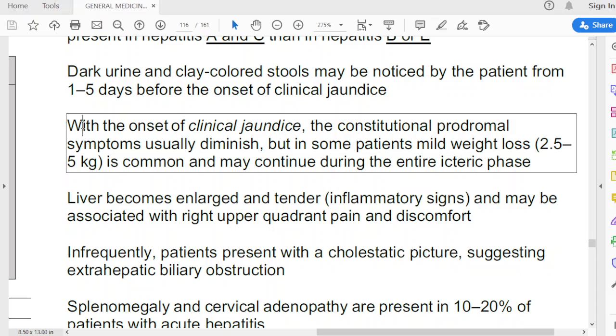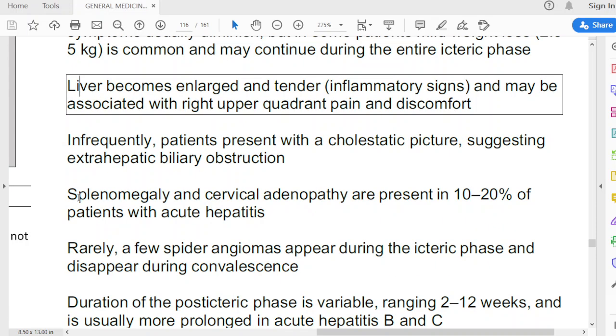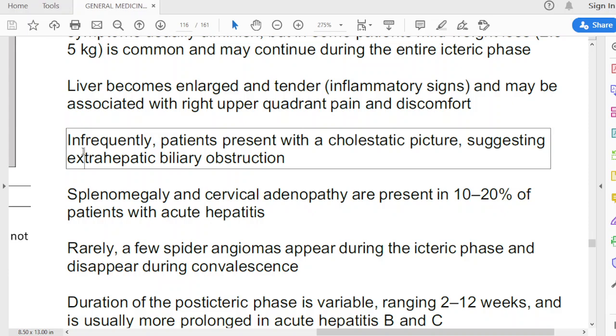With the onset of clinical jaundice, the constitutional prodromal symptoms usually diminish, but in some patients mild weight loss, 2.5 to 5 kilograms, is common and may continue during the entire icteric phase. The liver becomes enlarged and tender, with inflammatory signs, and may be associated with right upper quadrant pain and discomfort. Infrequently, patients present with a cholestatic picture, suggesting extrahepatic biliary obstruction.